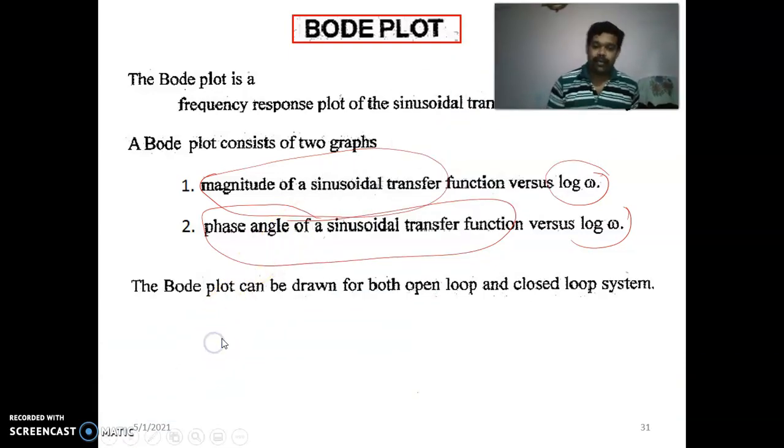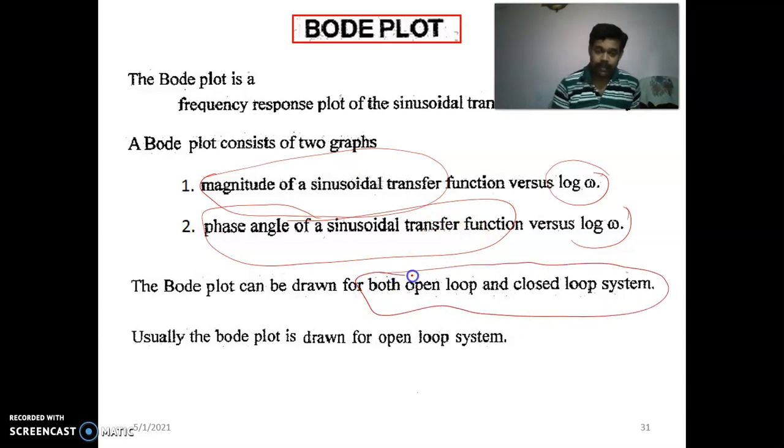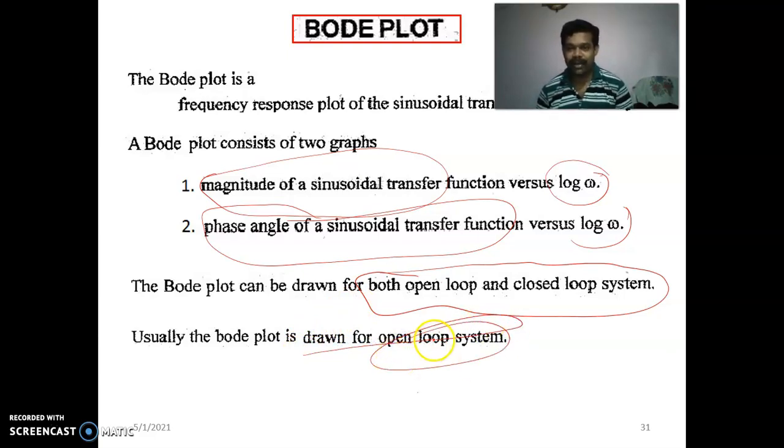A Bode plot can be drawn for both open loop and closed loop transfer functions, but usually it is drawn only for the open loop transfer function. Okay, it should be clear.